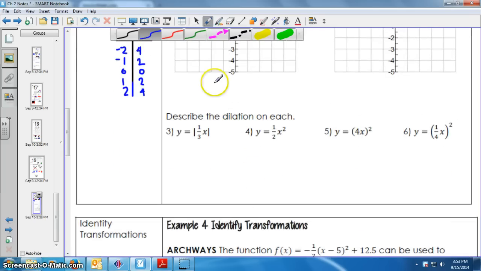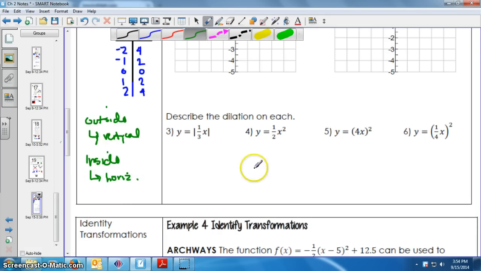So let's go ahead and just describe what's happening on these next few examples. So remember, anything on the outside is vertical. Okay, anything on the inside is horizontal. Horizontal, hug the inside. So here we are in the inside, so it's going to be horizontal. That's the first thing we need to say.